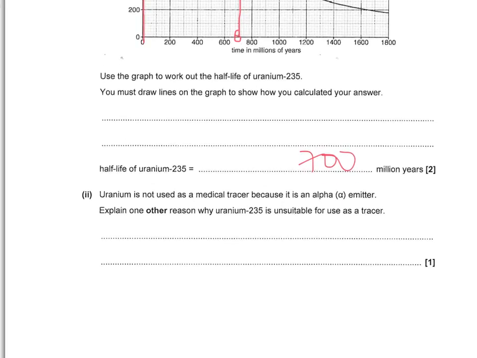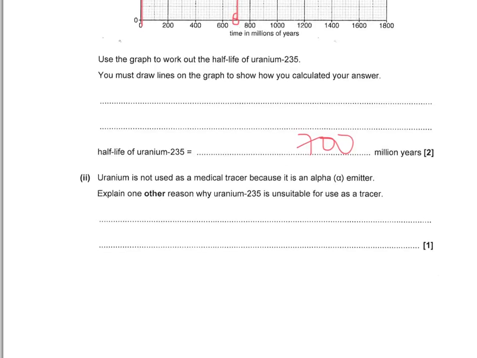Uranium is not used as a medical tracer because it is an alpha emitter. Explain one other reason why uranium-235 is unsuitable for use as a tracer. So this is that uranium has too long a half-life, and so it will remain active in the body for too long.